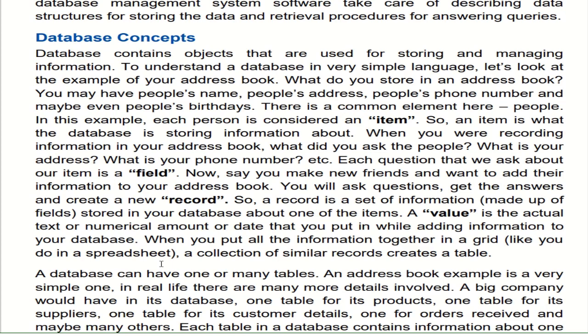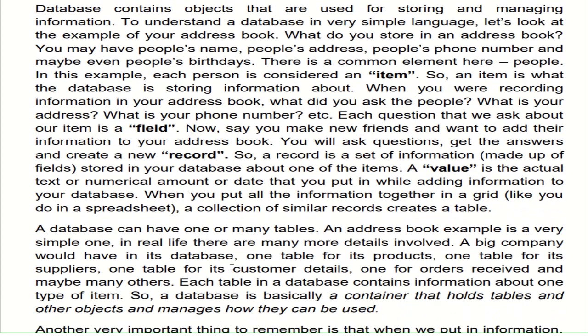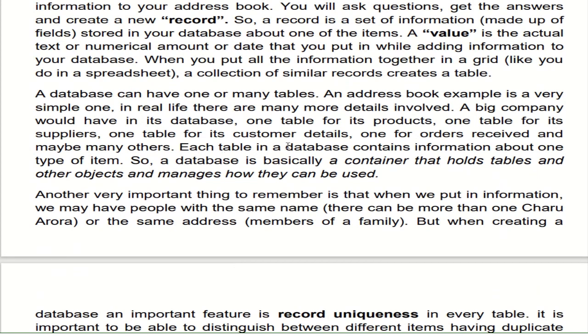Then you put all the information together in a grid like you do in a spreadsheet. A collection of similar records creates what? A table. Now a database can have one or more tables. The address book example is a very simple one. In real life, there are many more details involved. A big company would have in its database one table for its products, one table for its suppliers, one table for its customer details, one for orders received, and maybe many others. Each table in a database contains information about one type of item. So a database is basically a container that holds tables and other objects and manages how they can be used.